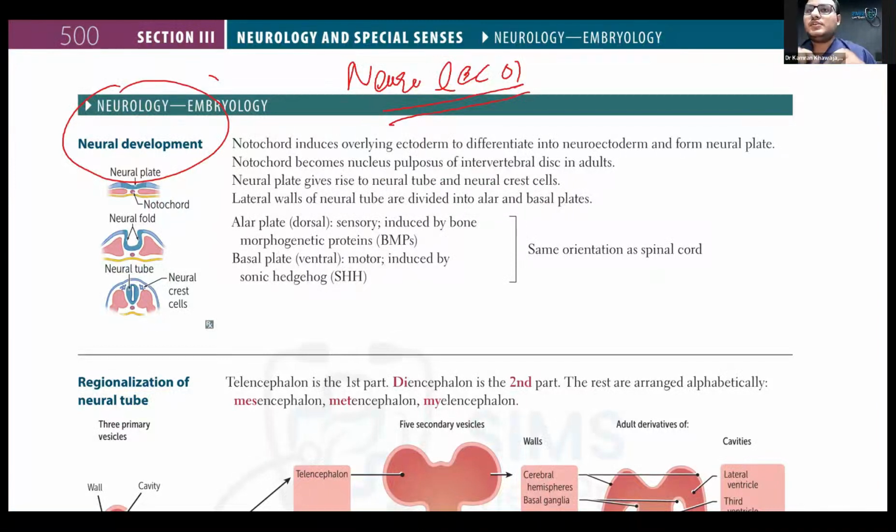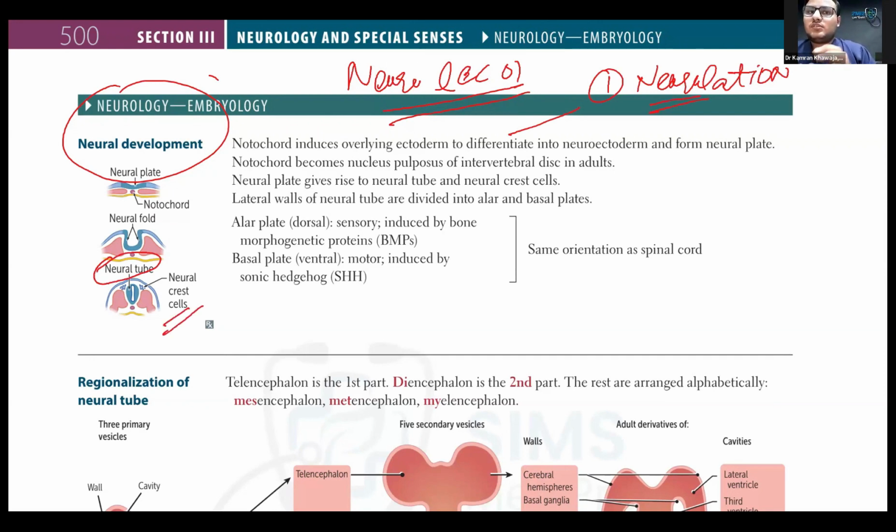What is neural development, and what is the primary structure that is very important to remember? How is the neural tube formed? This process of formation of the neural tube and neural crest cells is called neurulation. So first of all, you should understand the concept of neurulation. The primary neurulation process is how the neural tube and neural crest cells are formed.